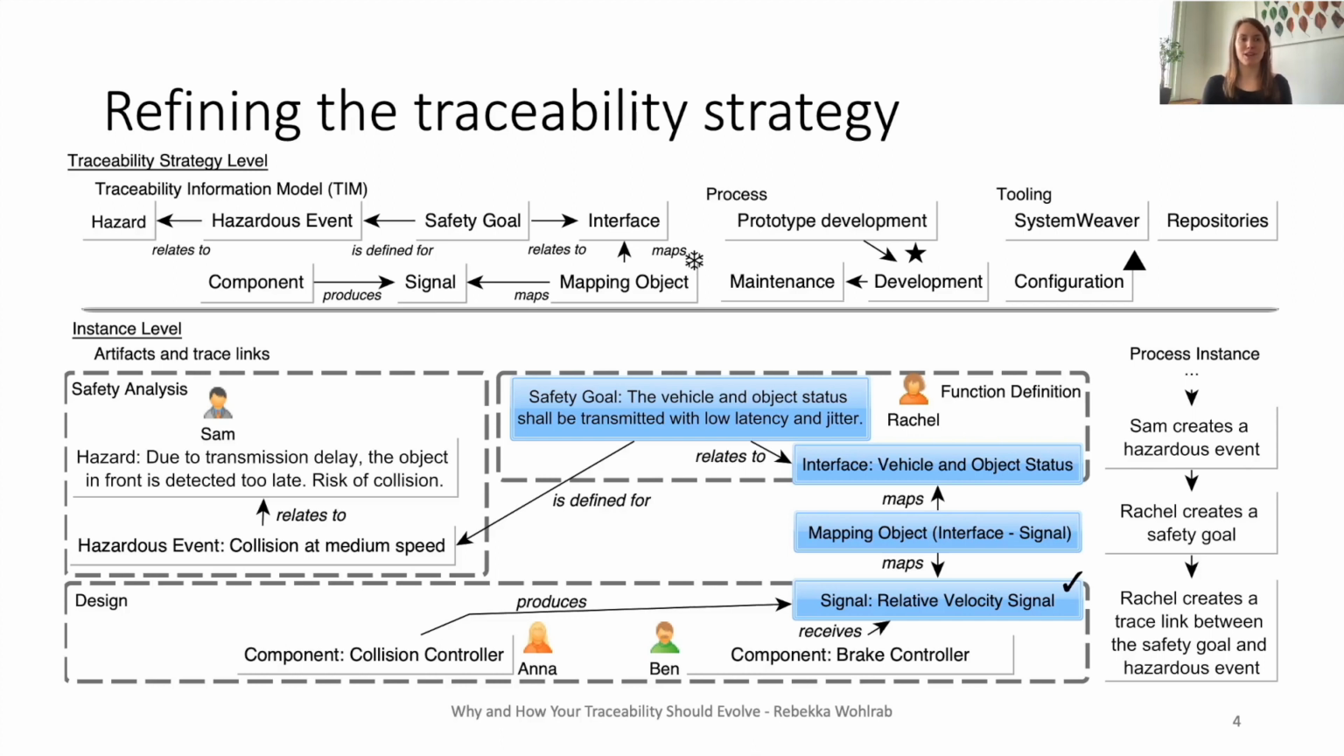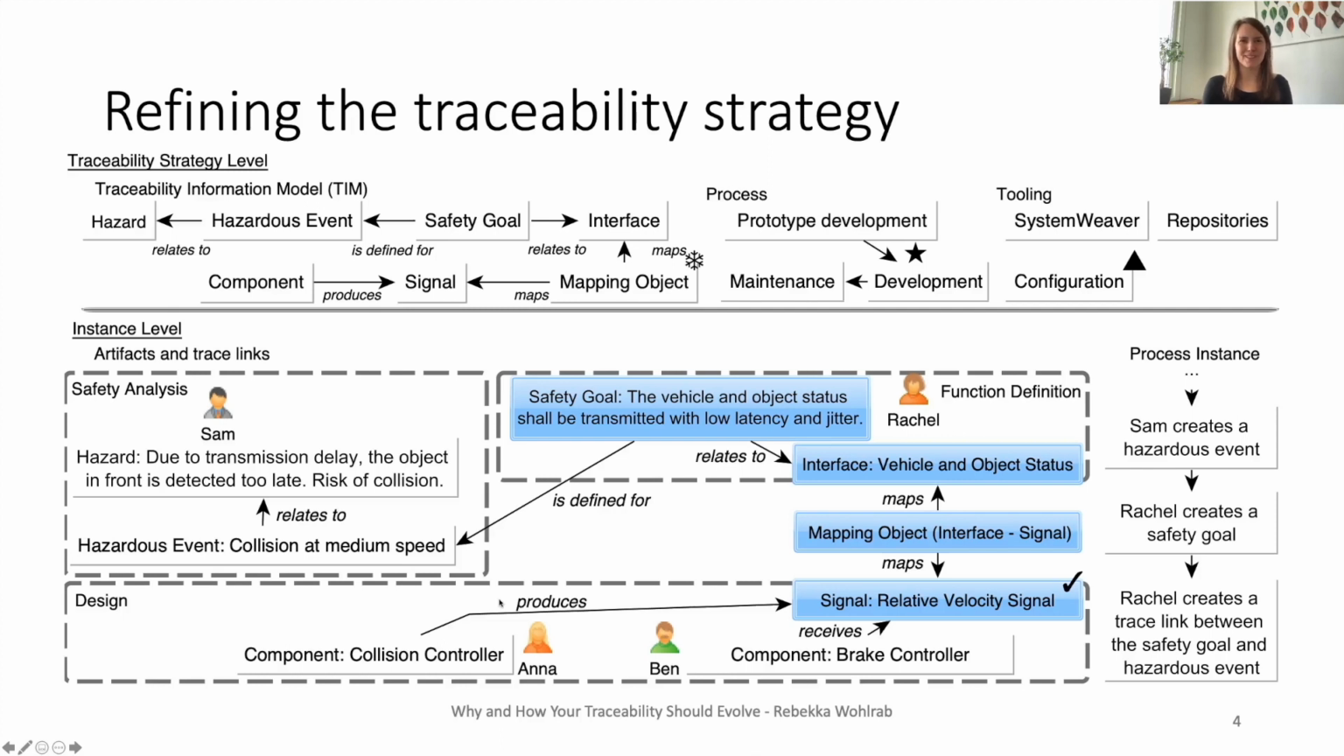We observed that change can occur on the traceability strategy level, because we're transitioning between different process stages, and these processes might change, tooling might change, and also the needs that should be captured in the traceability information model are changing. And that affects the instance level and vice versa.